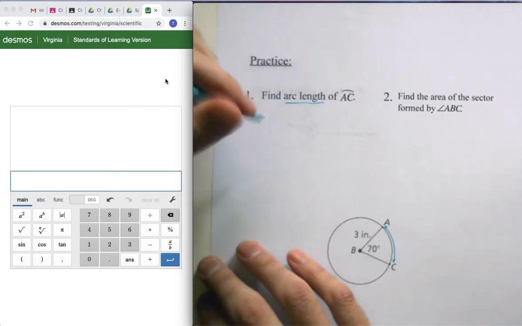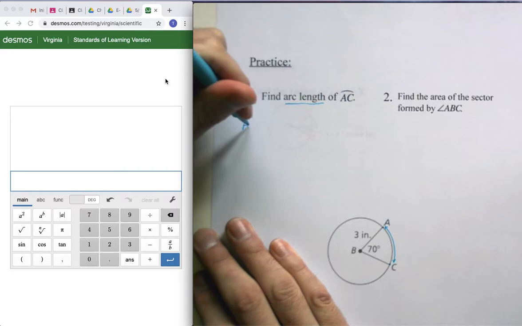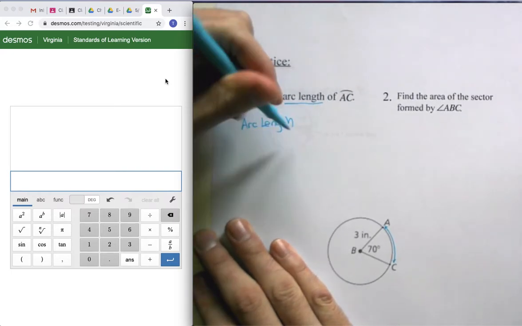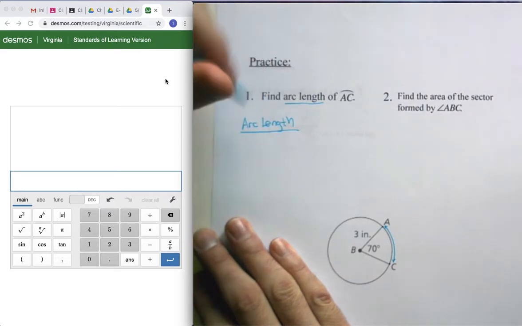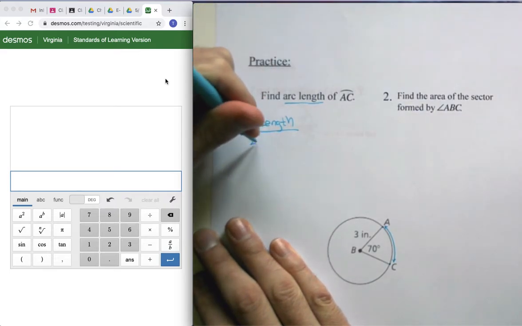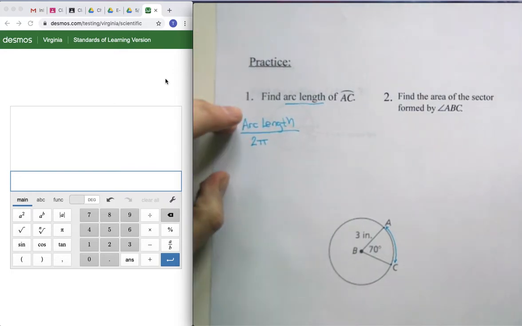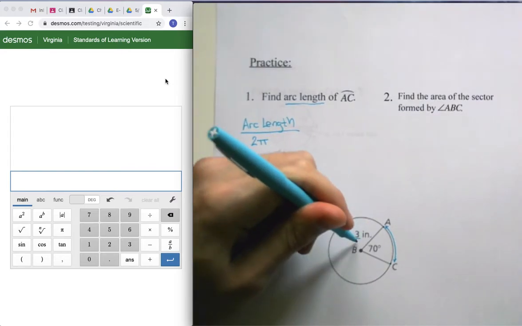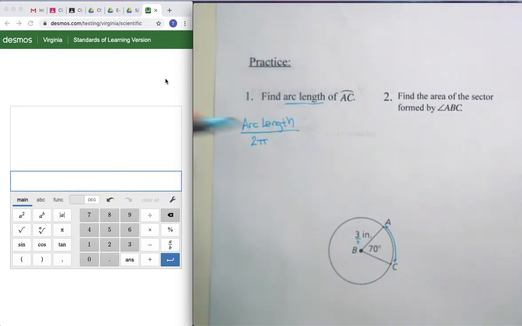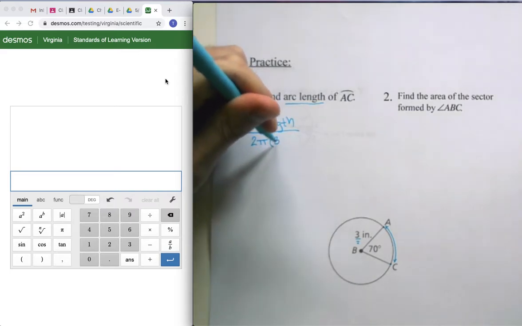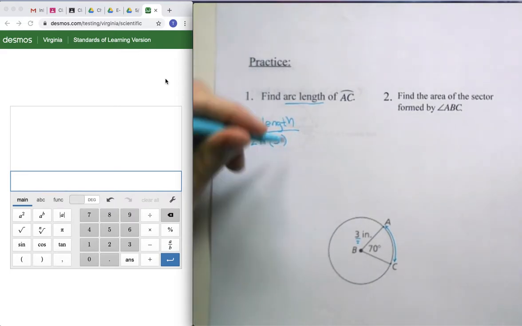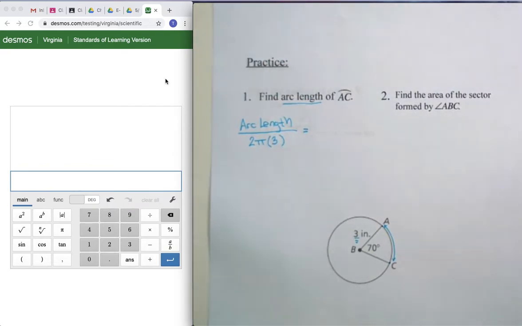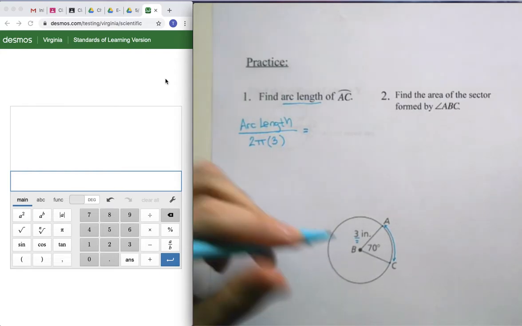So let's set up our equation. So let's say arc length over 2 pi r. So I'm going to write 2 pi. R represents the radius. Okay, so what is our radius? Well, they're going to give that to you in the problem. Radius is right here. It's 3 inches. Okay, so 2 pi r would be 2 pi times 3. This is your radius. Okay, equals the measure of your arc measure over 360, or the measure of the angle.